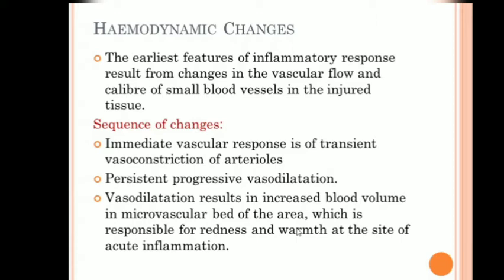Second is persistent progressive vasodilation, which involves mainly the arterioles, but to a lesser extent affects other components of the microcirculation like venules and capillaries. The change is obvious within half an hour of injury, and vasodilation results in increased blood volume in the microvasculature bed of the area, which is responsible for redness and warmth at the site of acute inflammation.